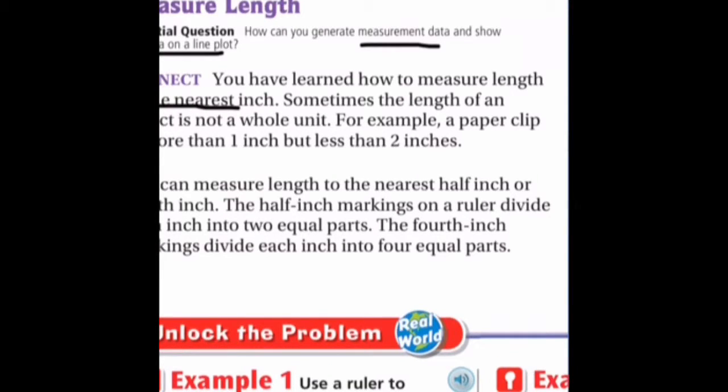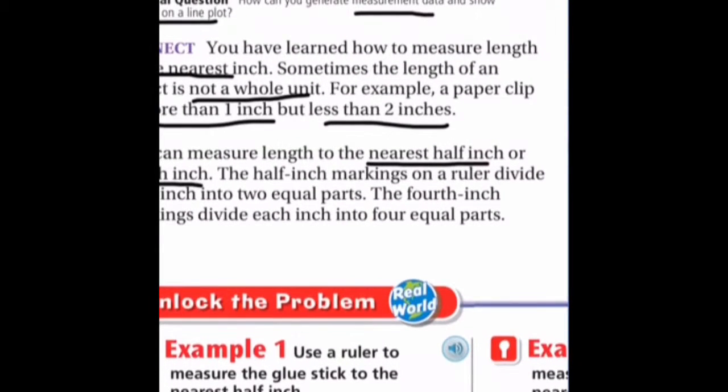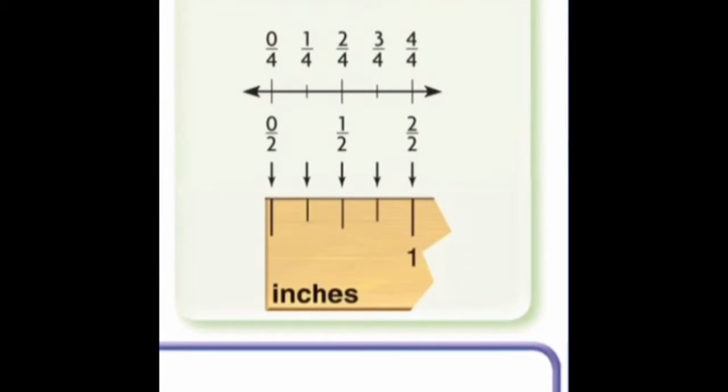Sometimes the length of an object is not a whole unit. For example, a paperclip is more than 1 inch, but less than 2 inches. You can measure length to the nearest half inch or even fourth inch. The half-inch markings on a ruler divide each inch into 2 equal parts, and the fourth inch markings divide each inch into 4 equal parts. A ruler is a lot like a number line.